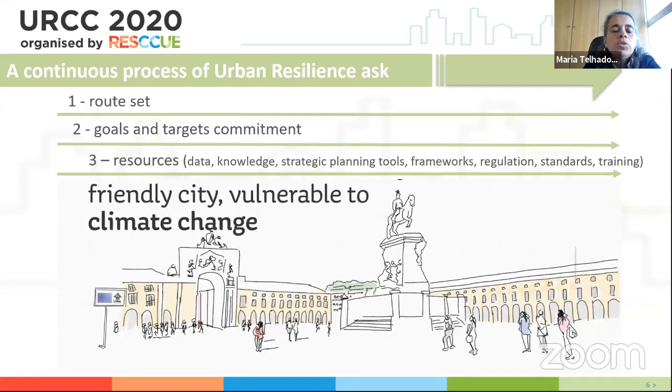How did we do it? As a continuous process, we need to create or set a road map, define different ambitious goals and targets to be committed to. And we also involve several resources, like you can see: data, knowledge, strategic planning tools, frameworks, regulations, standards, training, master plans, and others.